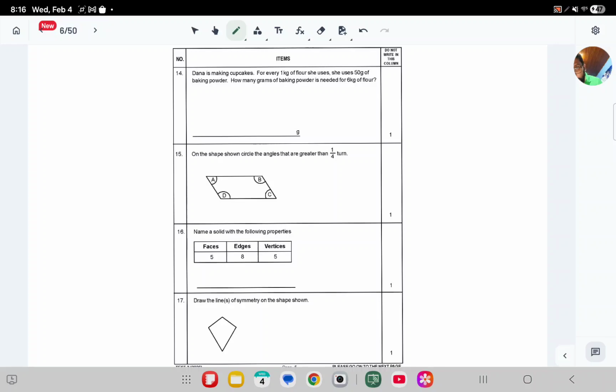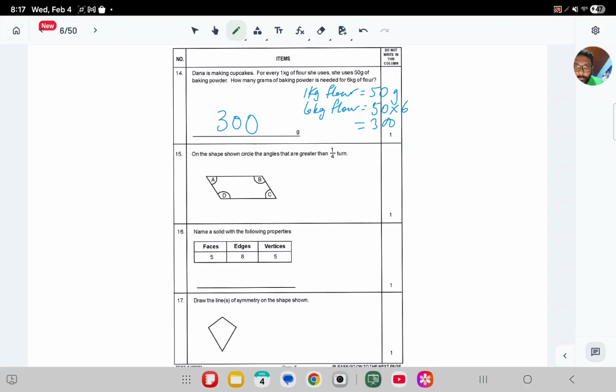Number 14, Dana is making cupcakes. For every 1 kilogram of flour she uses 50 grams of baking powder. Alright, how many grams of baking powder is needed for 6 kilograms of flour? Very simple. So if 1 kg flour is equal to 50 grams of baking powder, 6 kg flour will give us 50 multiplied by 6, which is equal to 300 grams.